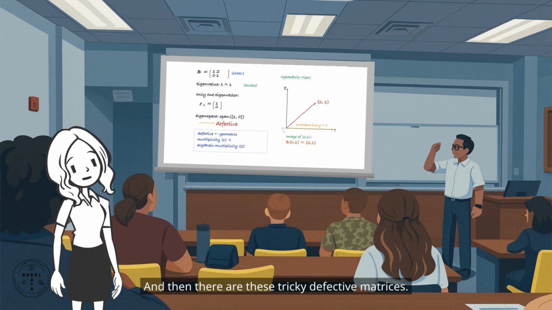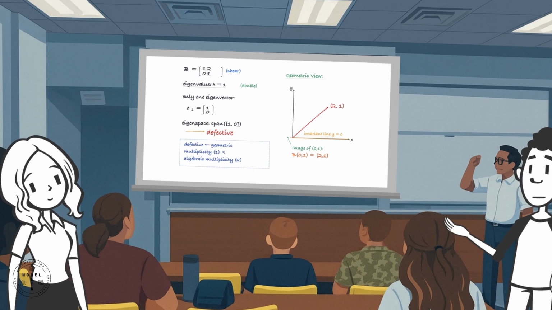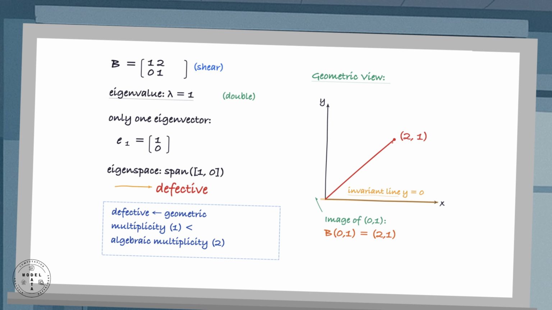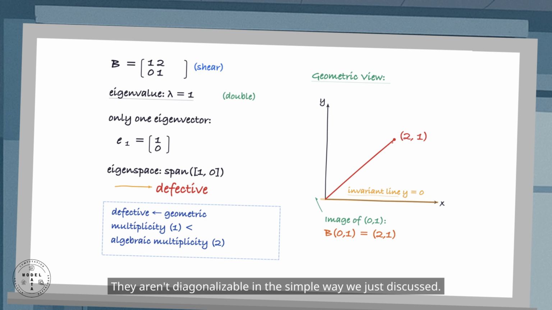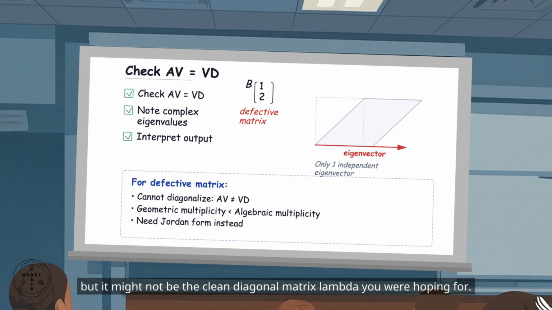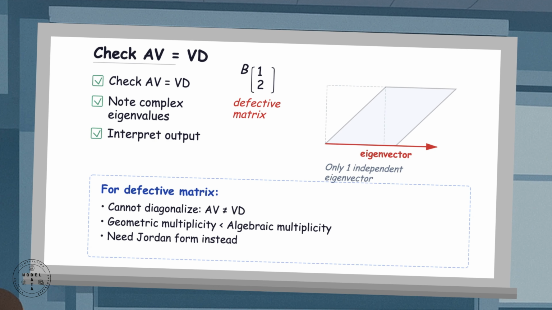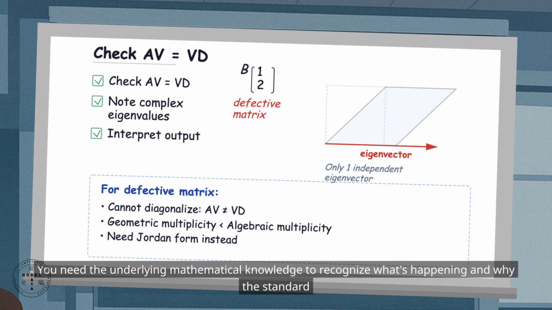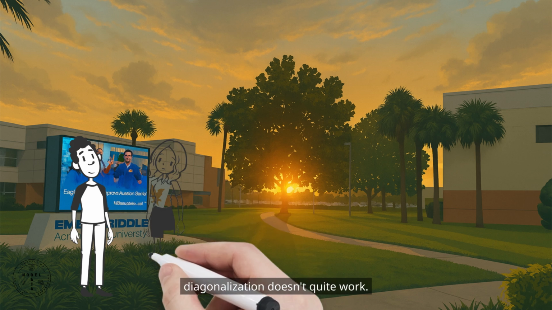And then there are these tricky defective matrices. Defective? What does that mean? It means they don't have enough linearly independent eigenvectors to form that Q matrix properly. They aren't diagonalizable in the simple way we just discussed. So what happens if you run eig on one of those? Well, the software will still give you something, but it might not be the clean diagonal matrix lambda you were hoping for. It might give you a related form, like the Jordan normal form, or the output might just look strange. You need the underlying mathematical knowledge to recognize what's happening and why the standard diagonalization doesn't quite work.